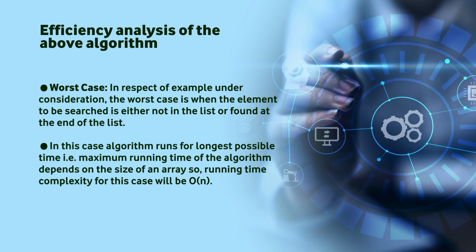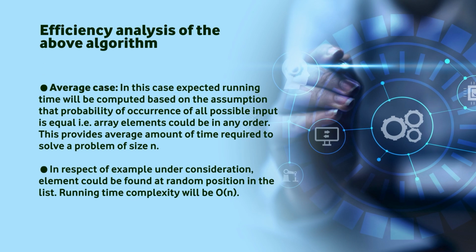Next efficiency is the average case. In what scenario does linear search perform at the average case? In this case the expected running time is computed based on the assumption that the probability of occurrence of all possible inputs is equal. So it is the case of equally likely: the search element may be present at position 1 or 2 or 3 or n, and all positions have an equal chance. The array elements could be in any order.